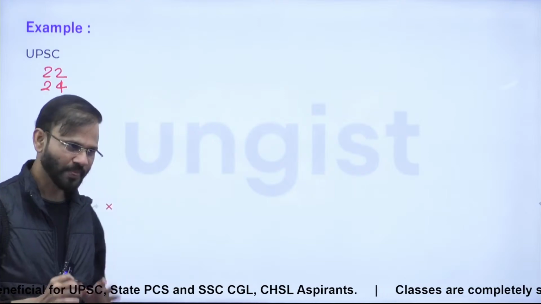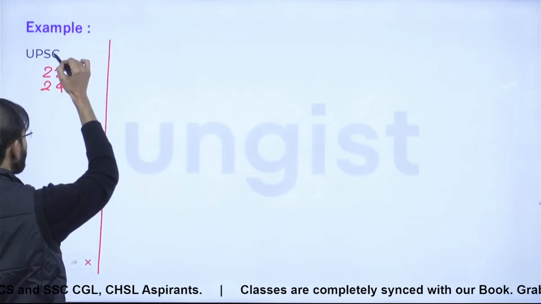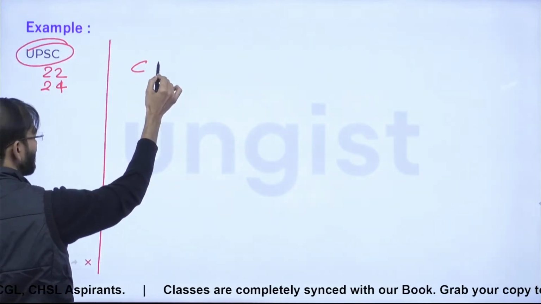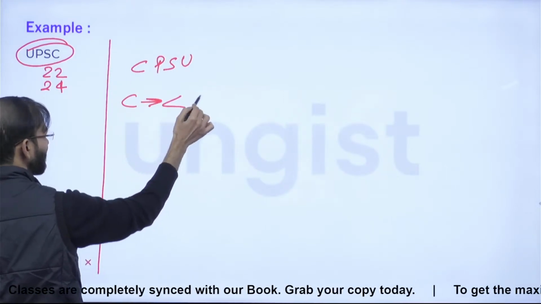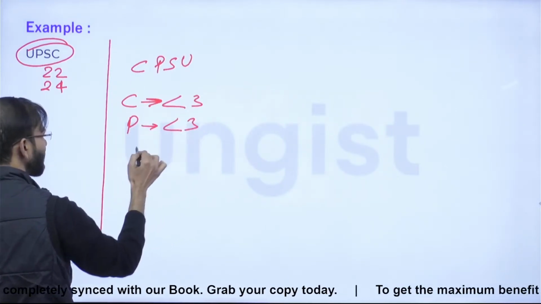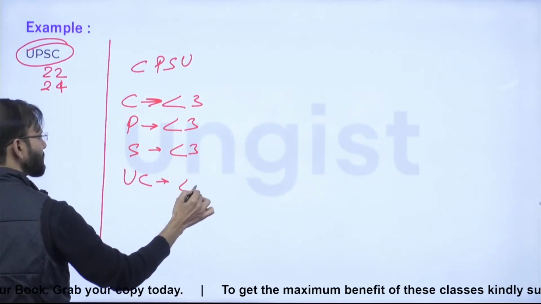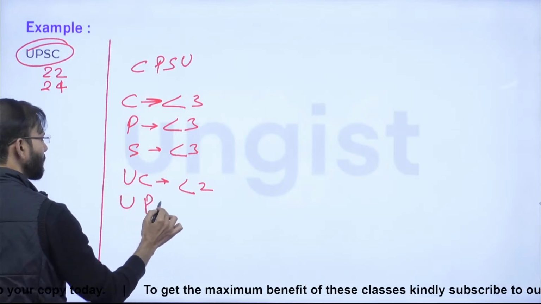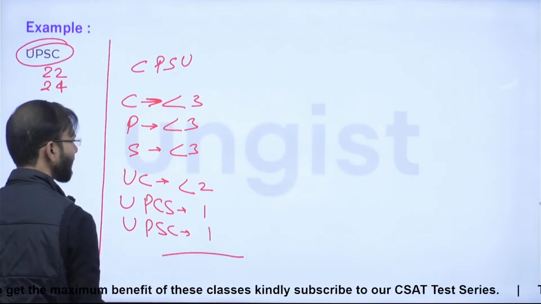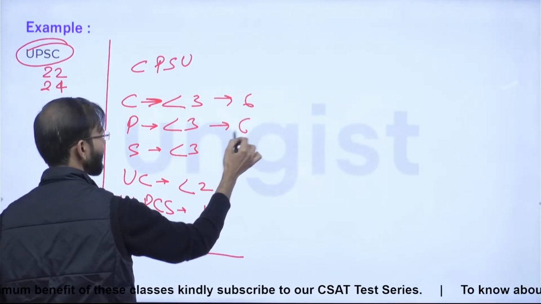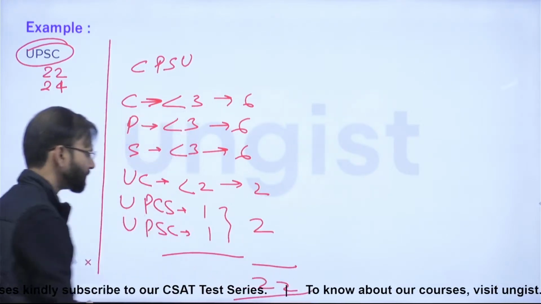Shall we discuss, guys? Look here. Friends, just tell me. First of all, just arrange them. What should it be? C, P, S, U. So with C it is factorial 3. With P it is factorial 3. With S it is factorial 3. Now U, then after U comes C, this is factorial 2. Then UP, then CS, it is 1. Then UPSC, it is again 1. So guys, this is 6, 6, 6, 2, and then 2 and 1 and 1. Yes, the answer is 22. Correct.